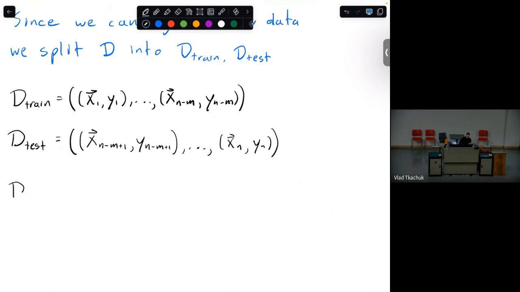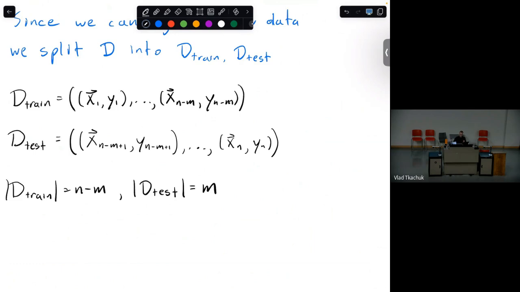So how many points do you have in D train? The way you say how many points, do you say what's the cardinality of my set? Like how many things do I have in there? So this thing is n minus m. So now instead of having a training data set of size n, we've always used size n to do everything, we now have n minus m points. And now the test data set is of size m. Okay, very important.